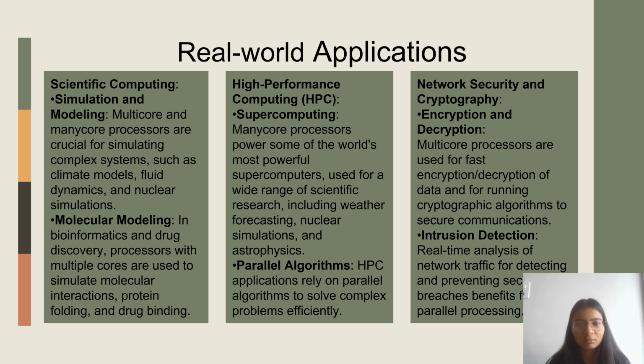The next application topic is network security and cryptography. In network security and cryptography, encryption and decryption are important topics. Multiple microprocessors are used for fast encryption or decryption of data and for running cryptographic algorithms to secure communication. Intrusion detection and real-time analysis of network traffic for detecting and preventing security breaches benefit from parallel processing.